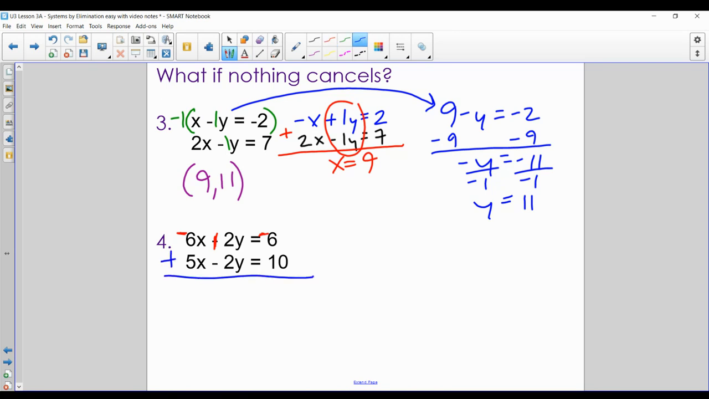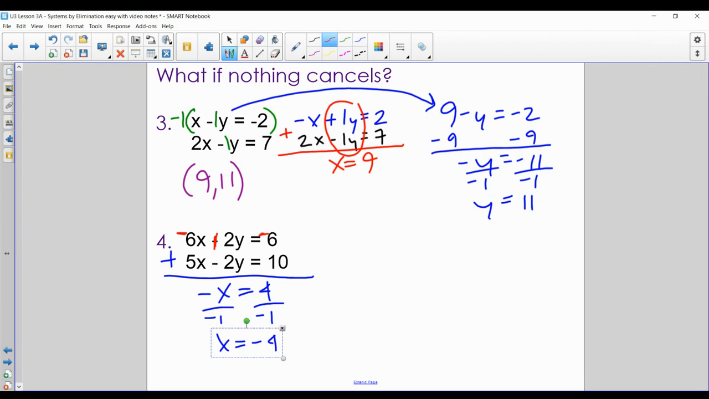And now when I add these two equations together, negative 6x and 5x is negative x. Positive 2y and negative 2y adds up to 0. We eliminated the y, and the negative 6 and 10 is 4. Again, I want x, not negative x, so I'm going to have to divide by negative 1 and get x equals negative 4.